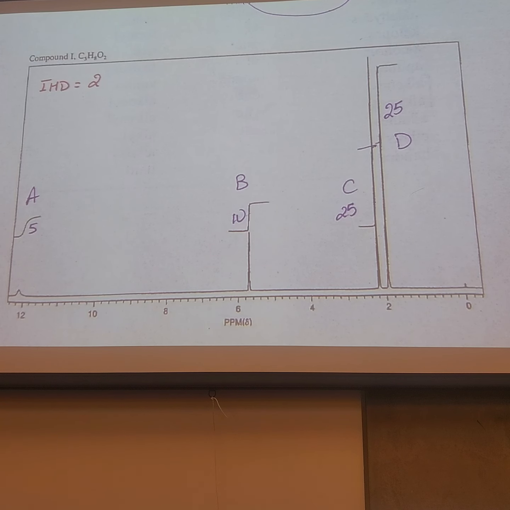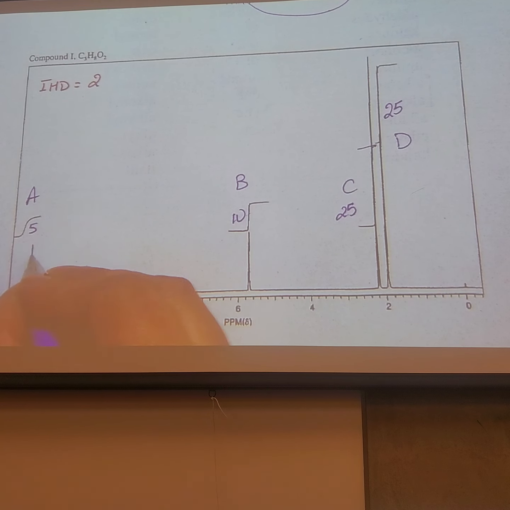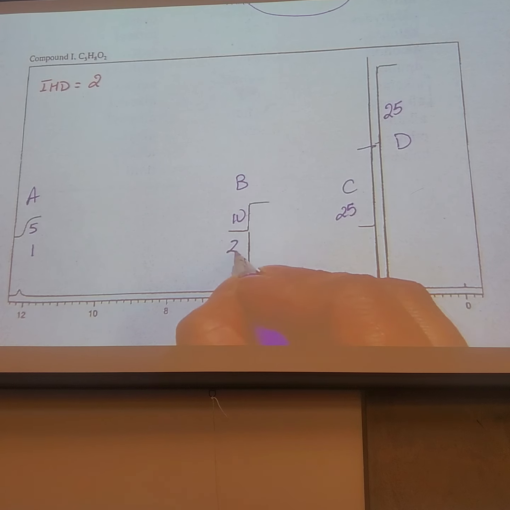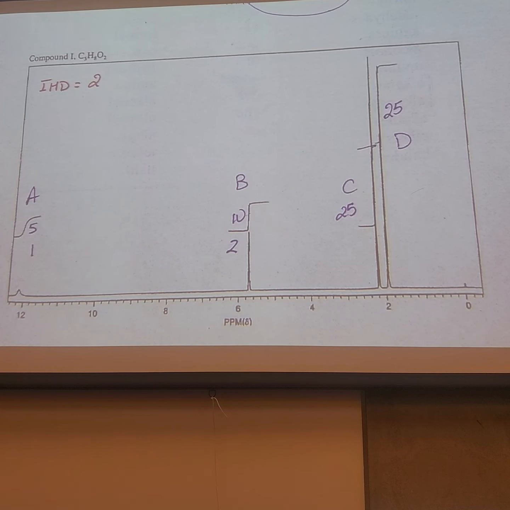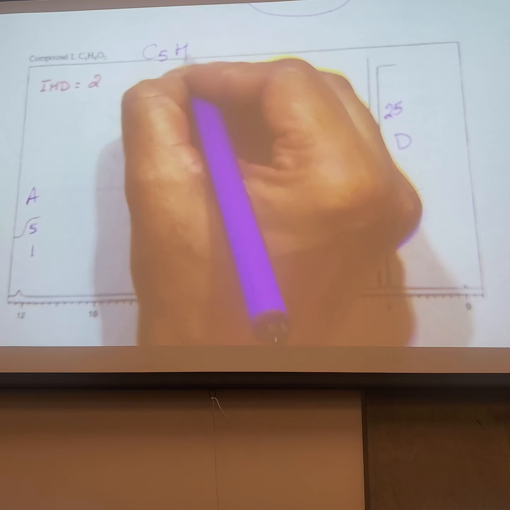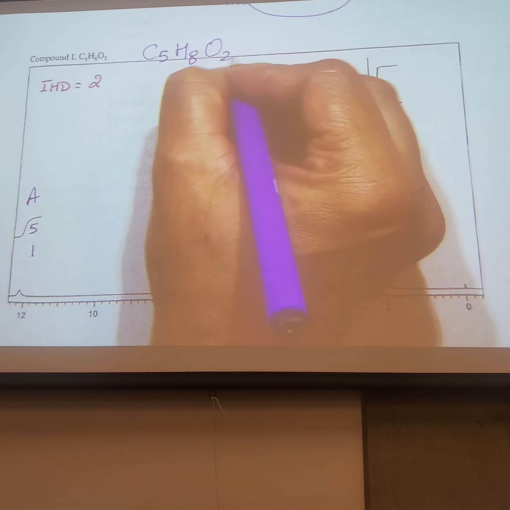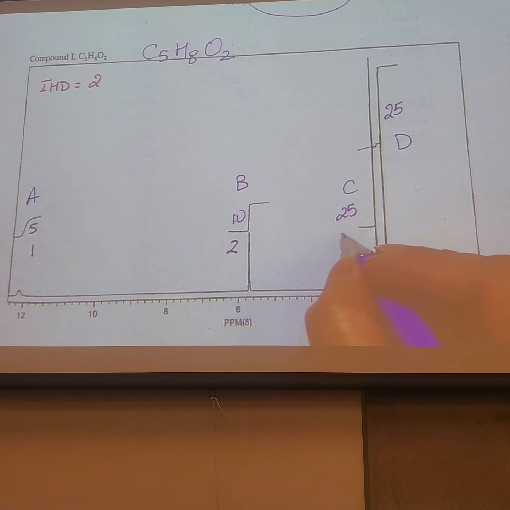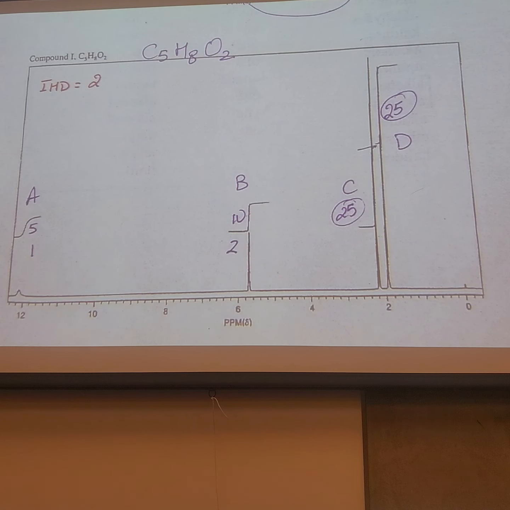So if this is 1, that is 2, right? Ooh, 5 and 5, how does that work out, especially since there are only 8 hydrogens in total? Once again, we might have to fudge a little and figure out what does 25 integration really mean?